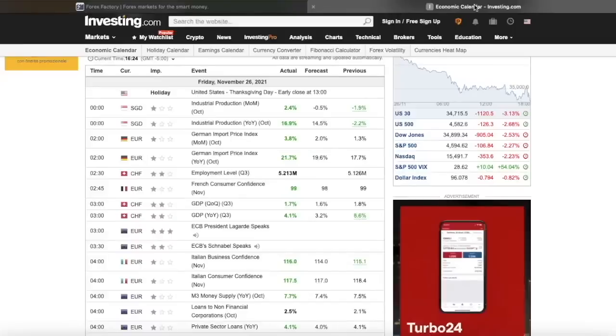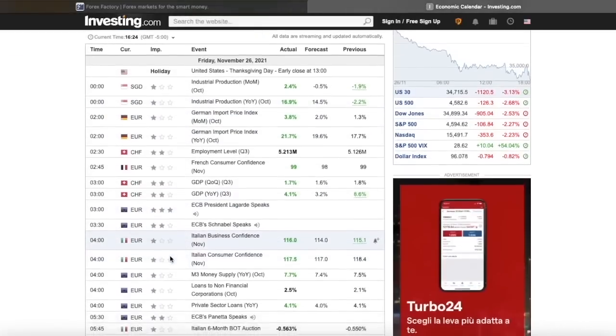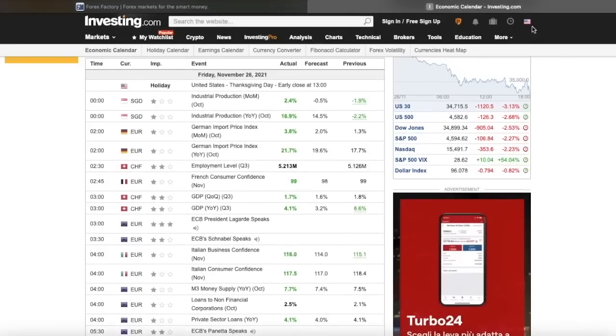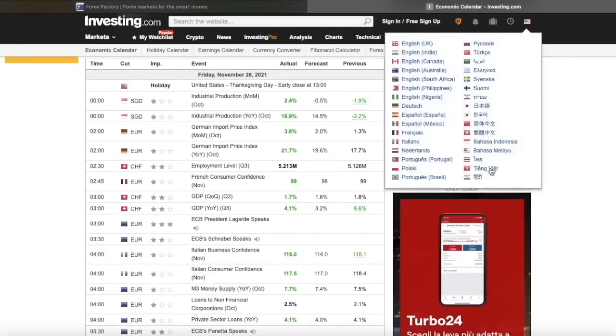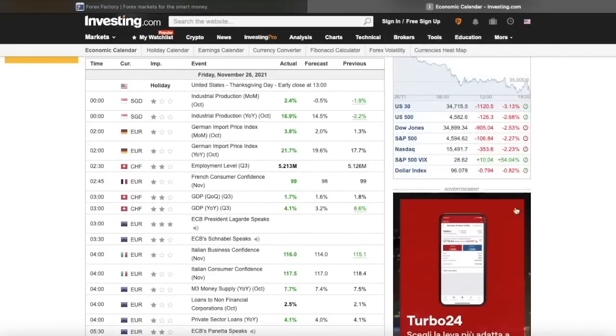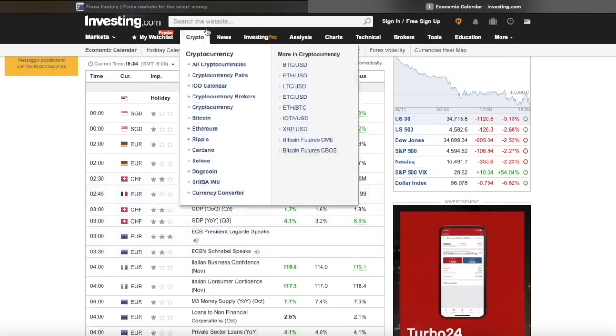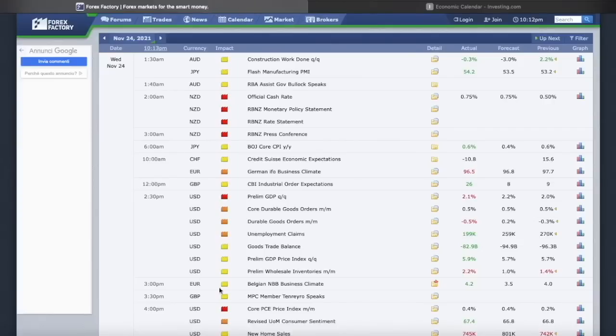Investing is very similar to Forex Factory. Instead of having the three colored flags, it shows one star that is equivalent to the yellow flag, two stars that is equivalent to the orange flag, and three stars that is equivalent to the red flag, for high-impact news releases. Investing is great for international traders because it offers data in so many languages. Forex Factory only provides data through English language.